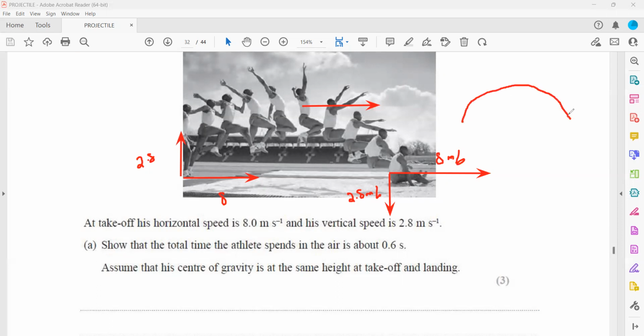If he lands on the same level, but what happened is he lands 50 centimeters below, which is about 0.5 meter. So this is the complete path of a projectile, and this is the extra 50 centimeters, or we can say, because the distance should be in meters, 0.5 meter below the original level he falls. So that's equal to 0.5 meter. Now we will first find how much time it will take to fall this 0.5 meter.